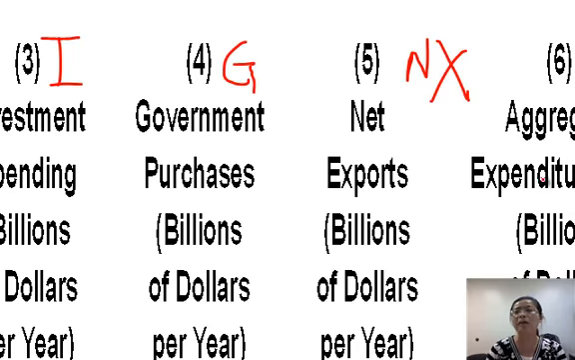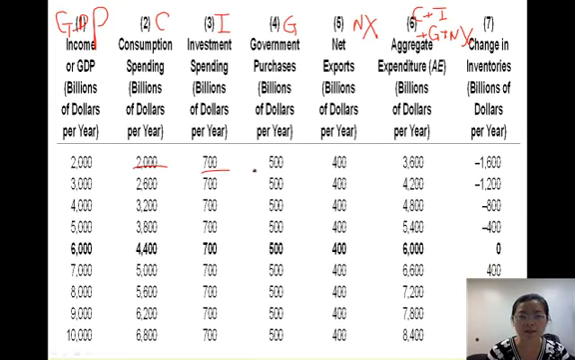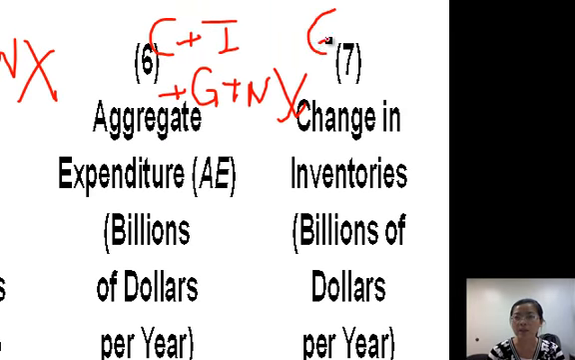So how can we calculate aggregate expenditure in the economy? That is the sum of C, I, G, and net exports. Basically, you add these 4 numbers together, and you will get the aggregate expenditure in the economy. That is 3,600. And number 7, change in inventories. That is GDP minus the aggregate expenditure.